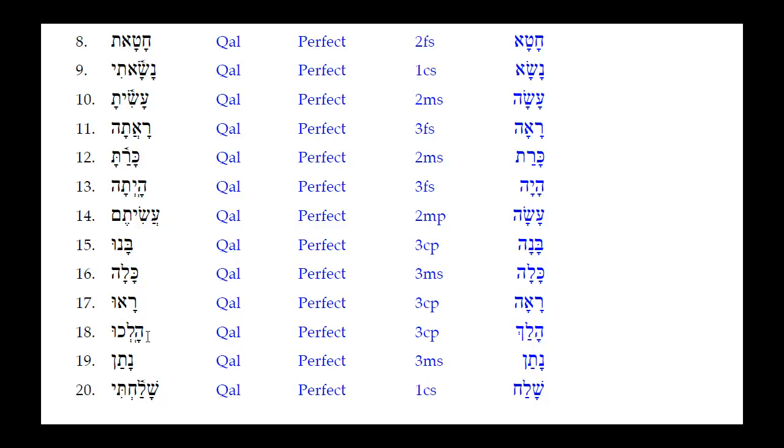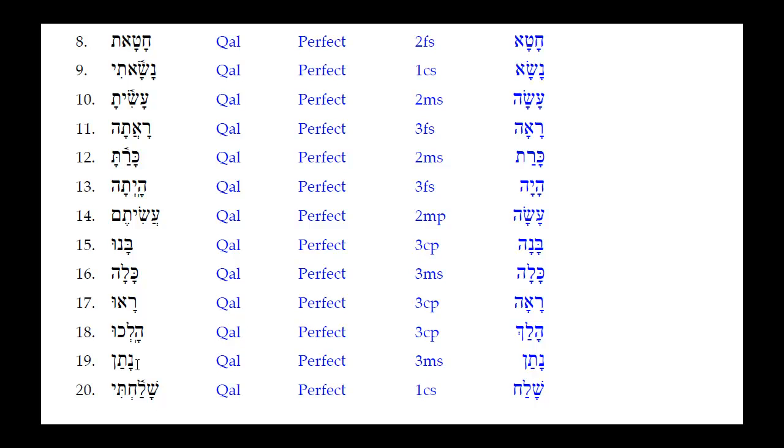Okay, number 18 is halahu. We basically are looking at the hay, the lamed, and the kaf here as the triconsonantal root. The shuruk here is telling us this is a third common plural. So they walked. It would be Qal stem, perfect conjugation, third common plural from halak.